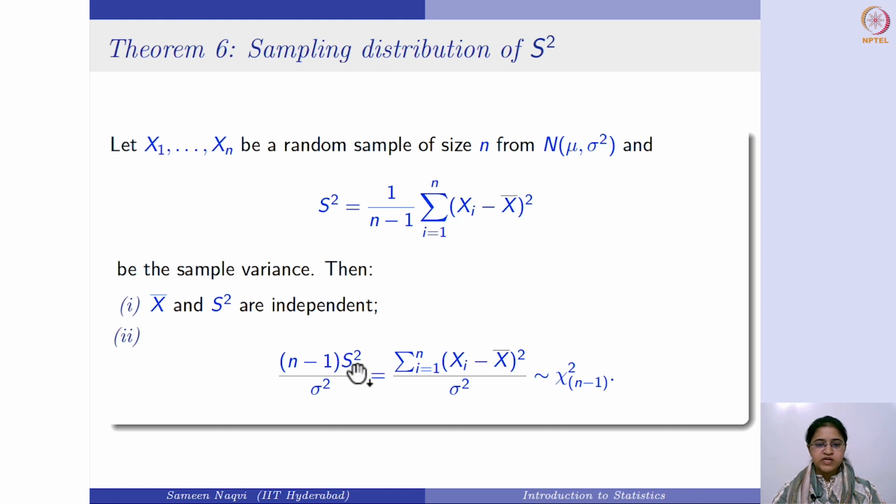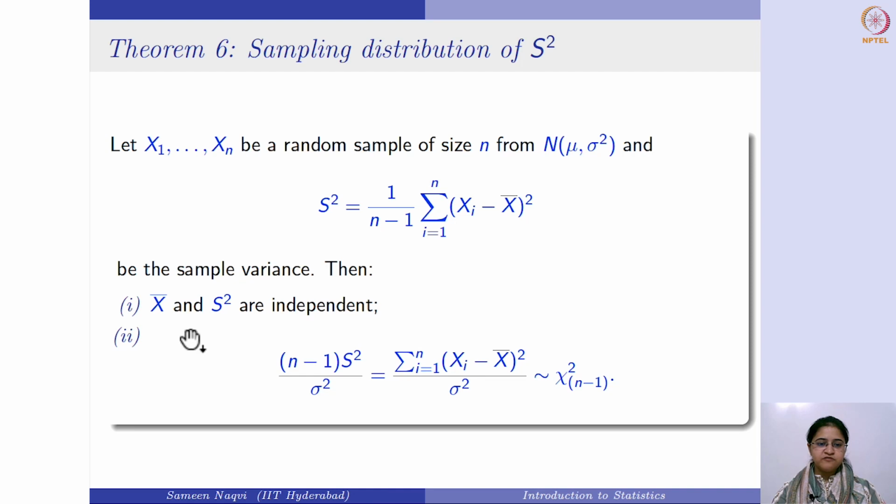Also, n minus 1 times s square by sigma square, that is over here, is going to follow chi square with n minus 1 degrees of freedom. So the same thing that we used in the last proof, but since this basically is talking about the sampling distribution of the sample variance, that is s square, that is why I have kept it separately in this theorem.